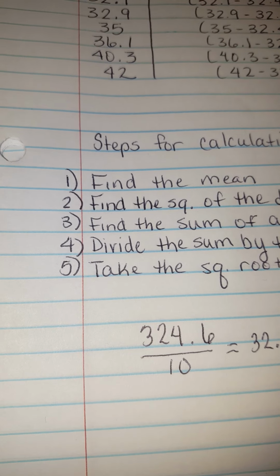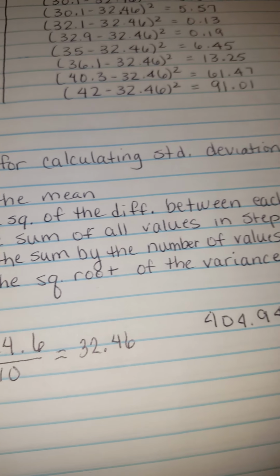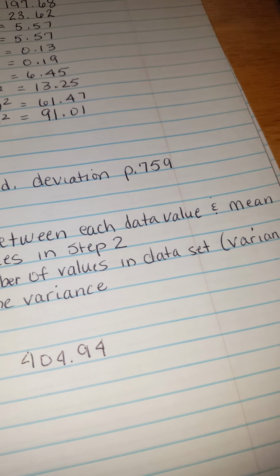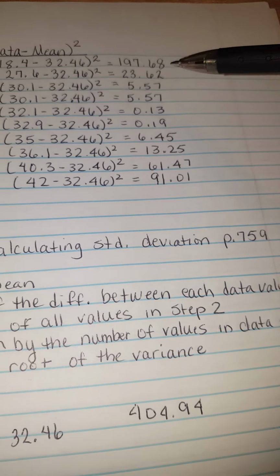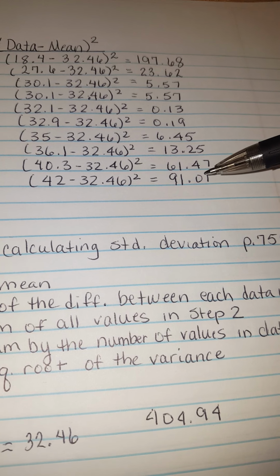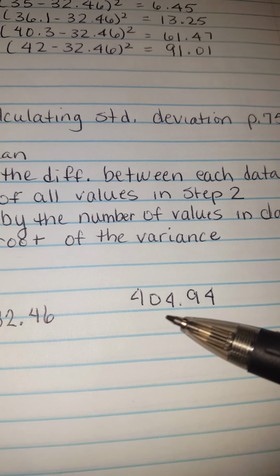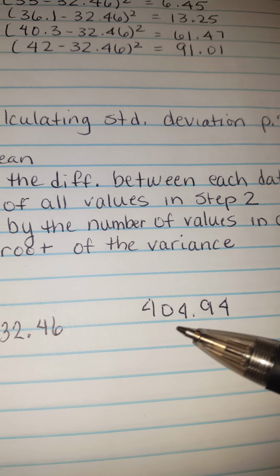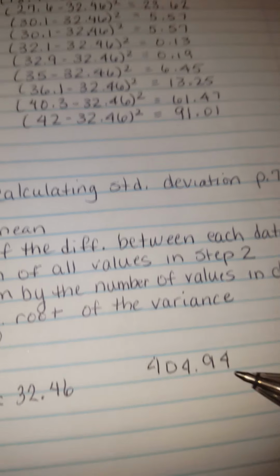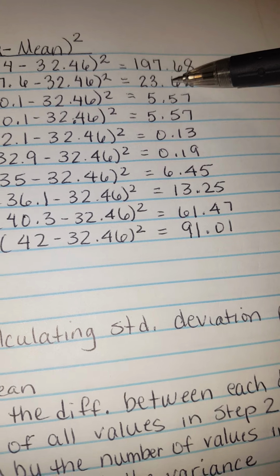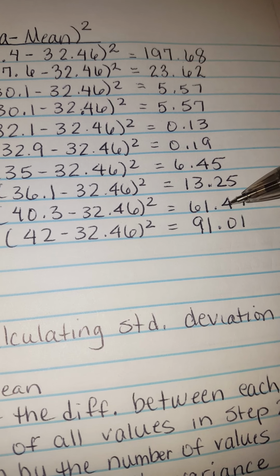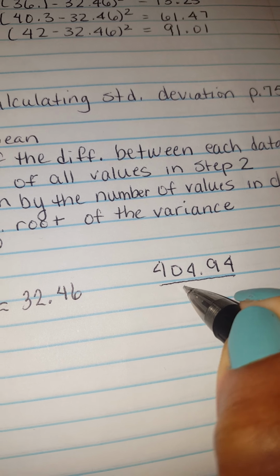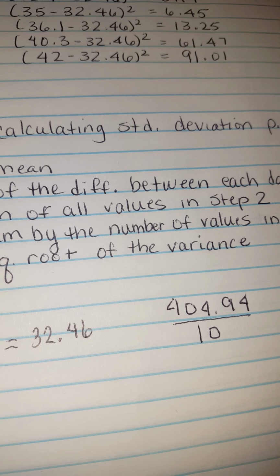Now let's move on to step 4. Step 4 says divide the sum by the number of values in the data set. That's how you find the variance, and that's what that is called. So when I combine the numbers in step 2 to get a total of 404.94, my next step is to take the average there. So I'm going to divide by the total amount of numbers that I have again, which is 1, 2, 3, 4, 5, 6, 7, 8, 9, 10. So I'm going to divide that number by 10, and that's going to give me our variance.